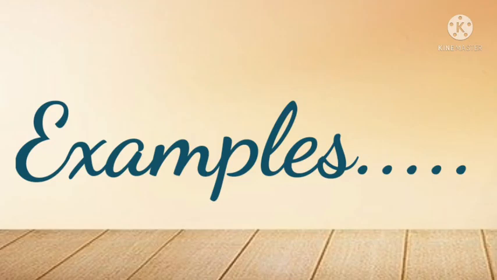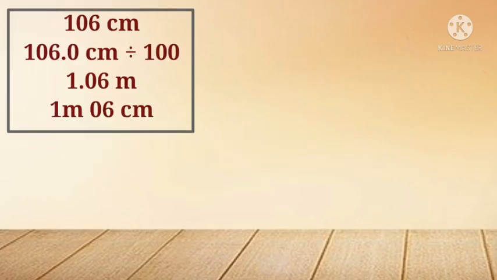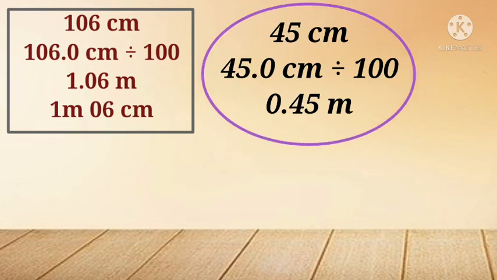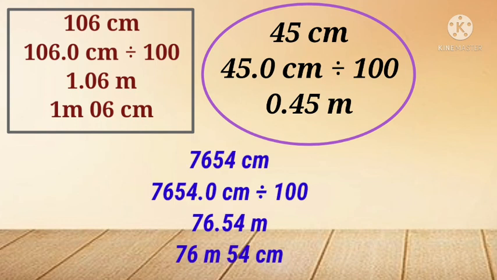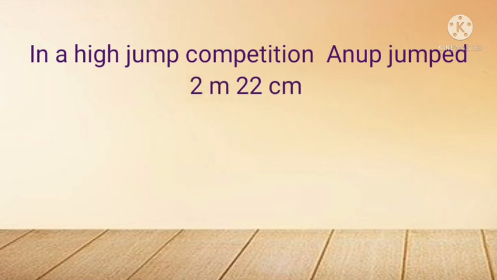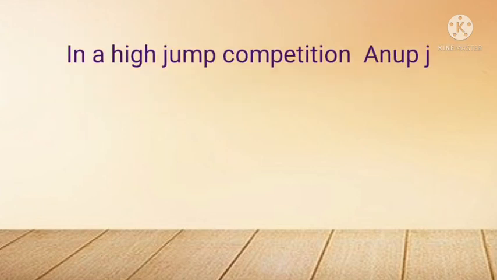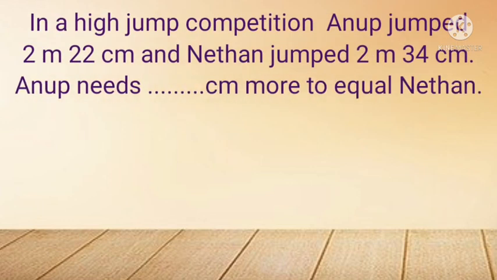Let's see some more examples. Let's see one more problem. In a high jump competition, Anup jumped 2 meters 22 centimeters and Nathan jumped 2 meters and 34 centimeters. Anup needs dash centimeters more to equal Nathan.